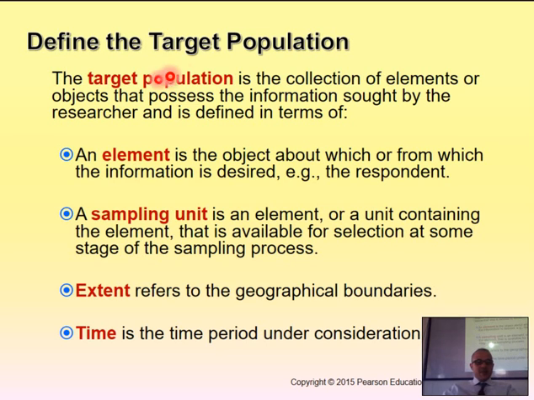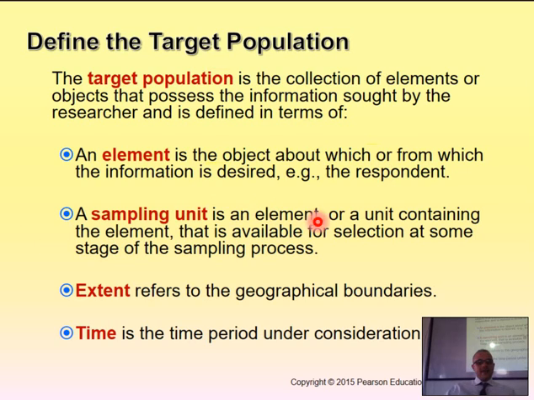Here we've got the target population. That's just our first step. That's the collection of elements or objects that possess the information sought by the researcher, and it is defined in terms of the element, like the respondents. It says here the object about which or from which the information is desired, like the respondent. So the element, student. You are here a mom.